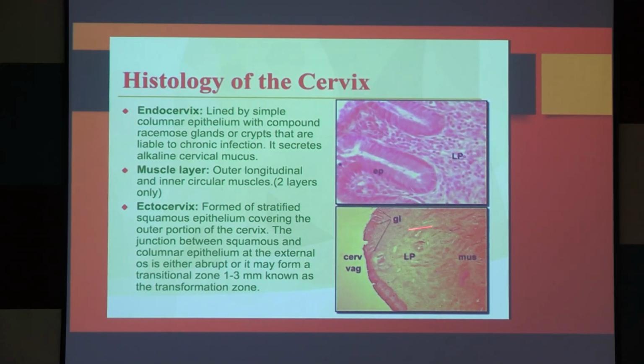Because of this, the control of proliferation will be lost, and there will be carcinoma. That's why the squamo-columnar junction, another name for which is the transitional zone, is 1 to 3 millimeter from this columnar to squamous. The junction between squamous and columnar epithelium at the external os is either abrupt or it may form a transitional zone gradually 1 to 3 millimeter, known as transformation zone.